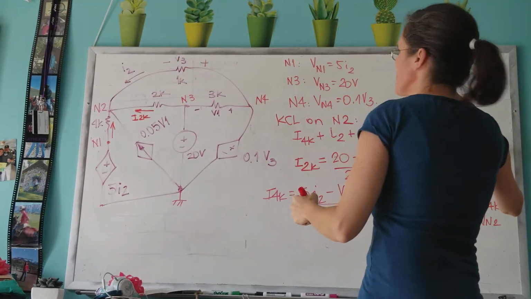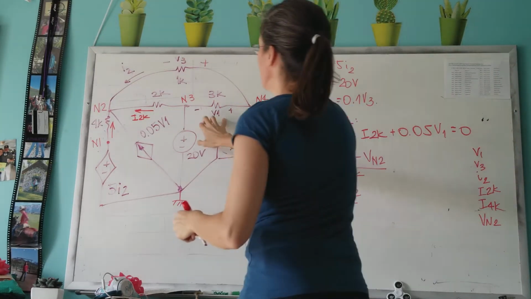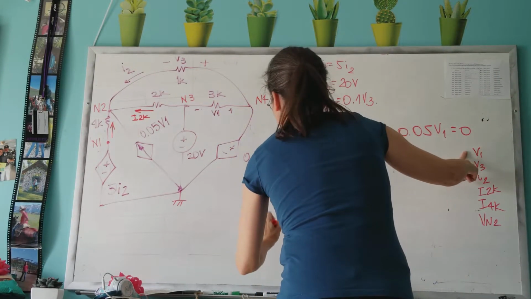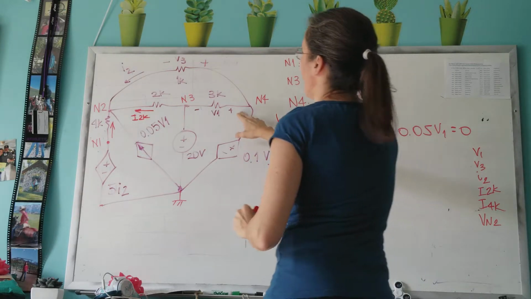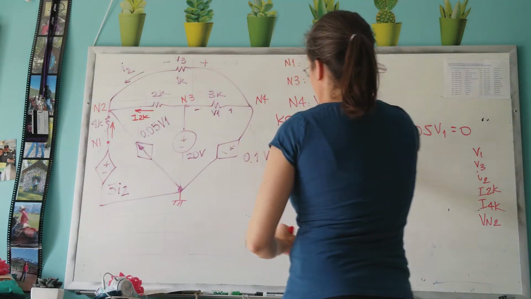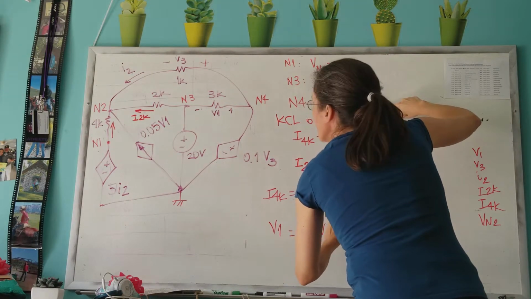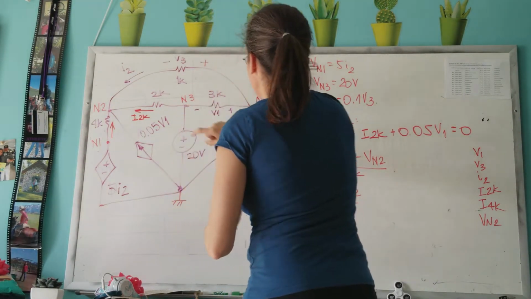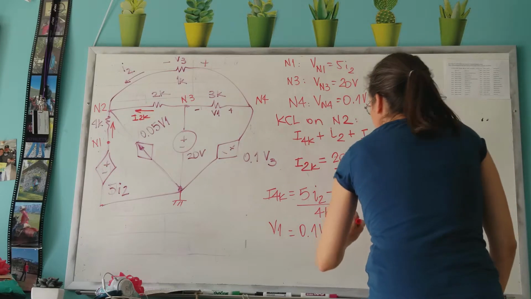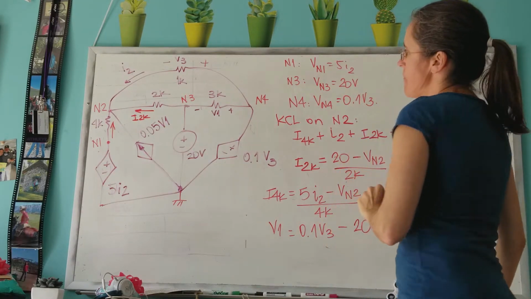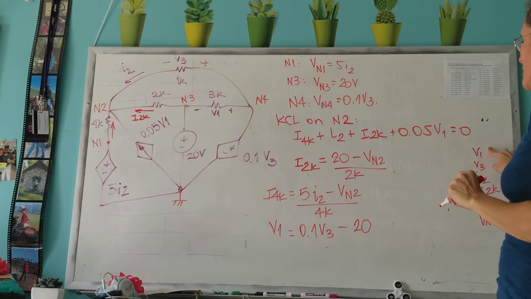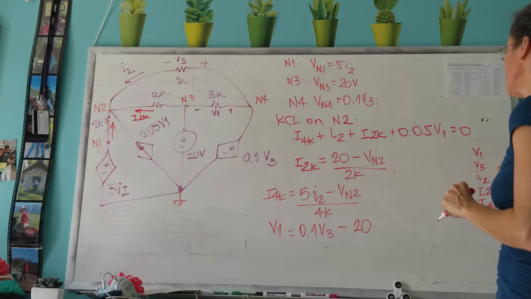So I'm going to try to define voltage at N2. Oh, maybe first I'm going to define V1, which is this variable. V1 is voltage at N4, which I know is 0.1 V3, minus voltage at N3, which is 20 volts. So I sort of have V1 as a function of V3.